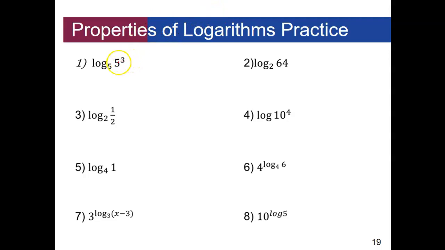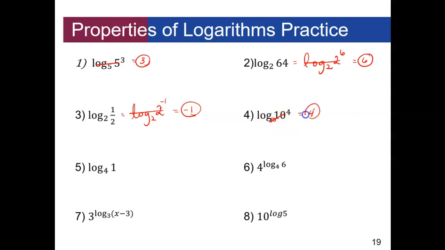Okay, the first one here, our bases match up. So this is just going to be 3. This one, I'm going to need to rewrite. 64 is 2 to the 6th power. So then the bases match, and I'm just left with 6. Here I'm going to rewrite it as 2 to the -1 power. So these twos match, so I'm left with -1 as my answer. This one is a common log because it has an understood base of 10. So those bases match and I'm left with 4.